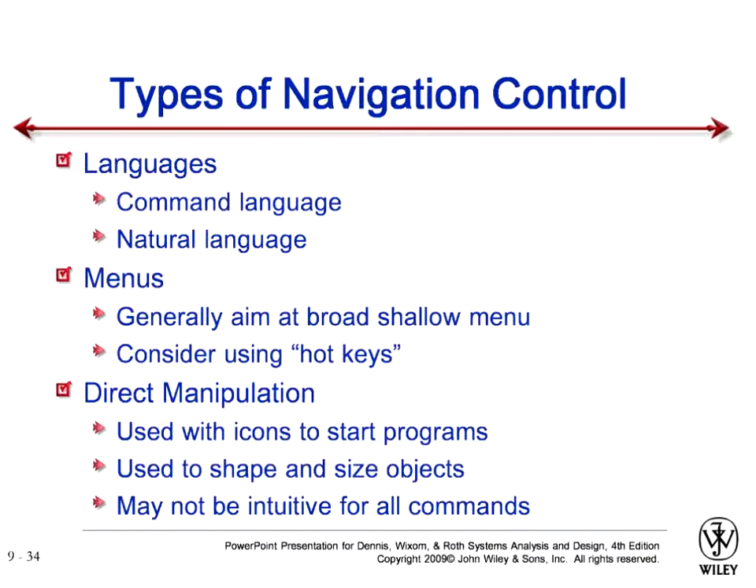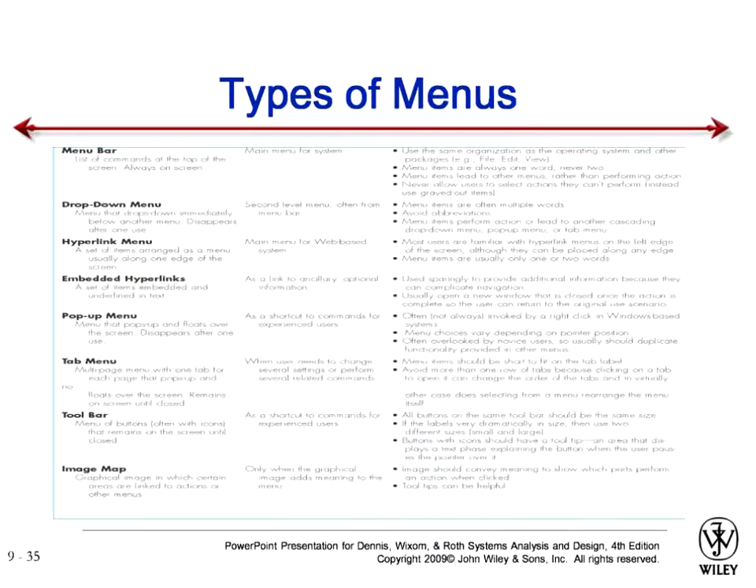Types of navigation controls can be in terms of languages. You can use command language or you can use natural language. The menus generally aim at a broad, shallow menu, but you can consider using hotkeys for different menus, and you can perform direct manipulation. You can use icons to start the program, that are used to shape and size objects, and may be intuitive for all commands. So you can perform direct manipulation on the navigation control as well. So these are the types of menus which can appear.